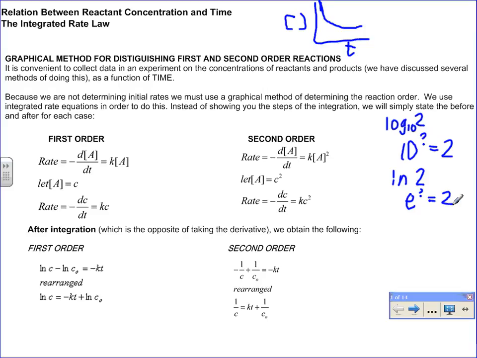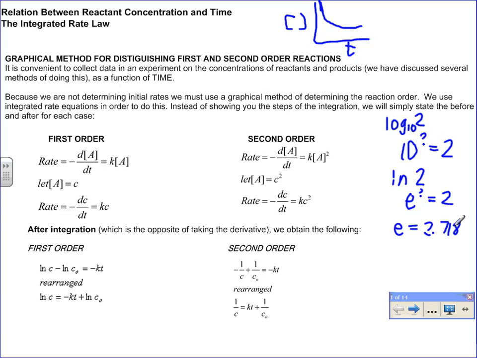Now e has a special value, and there are many things in nature that decay naturally according to this logarithm. The value for e is 2.718. So when you put into your calculator ln of 2, you're asking your calculator to tell you what e needs to be raised to, or what 2.718 needs to be raised to, in order to equal that value.